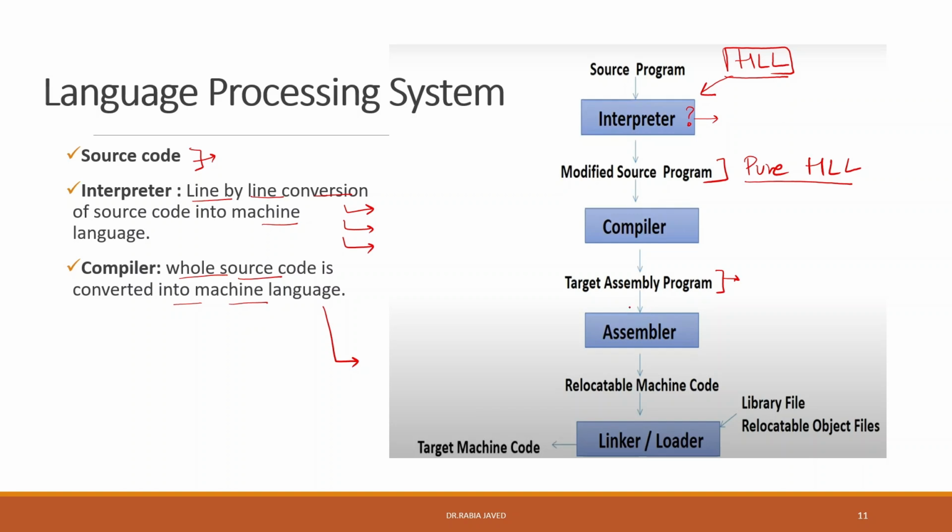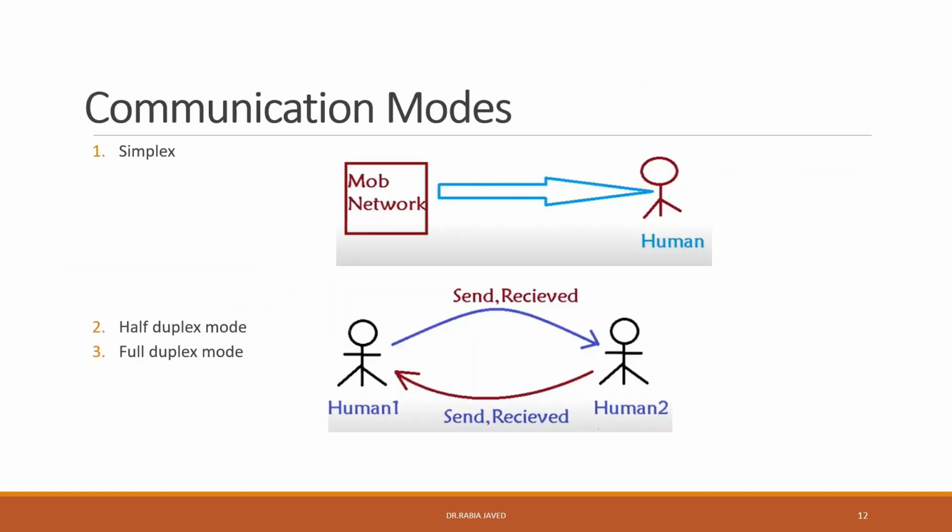We are not going to do that. This is what is happening inside the computer itself, and then the assembler will convert it to relocatable machine code. And after sending it through the linker or loader, it will give the computer the target machine code which it was looking for. After that, the computer will perform the instructions, and then eventually it will go back and send the user the response. So this is how the language processing system inside the computer works.